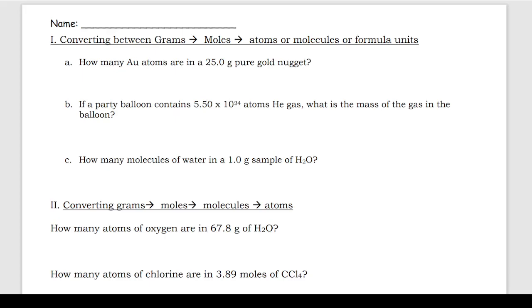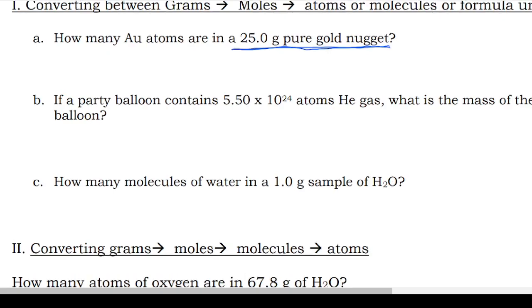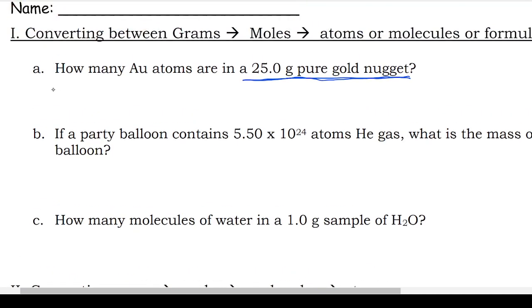This one says converting between grams and moles, and then atoms or molecules or formula units. So question A says, how many Au atoms are in a 25.0 gram pure gold nugget? If my given information is this, pure gold nugget, 25.0 grams, that means it's just Au as my substance. So I have 25.0 grams of Au, gold.